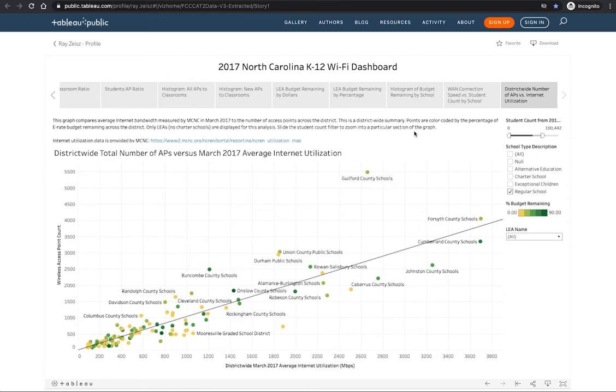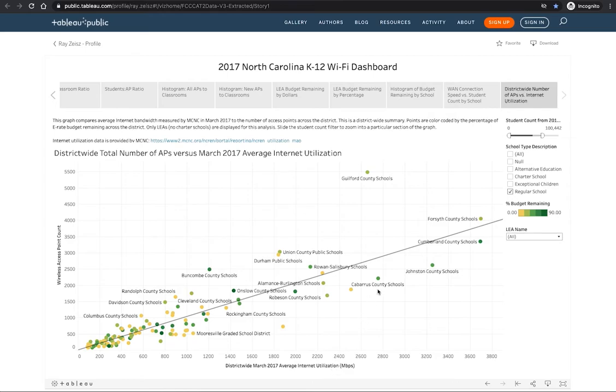And then finally, I think this is one of the most interesting charts, and this is a ratio of the district-wide average internet utilization versus the number of wireless access points. So if you go back to the first video in this series of 3 videos here from November 2020, we started talking about average utilization and contracted bandwidth on the NCREN, North Carolina Research and Education Network.